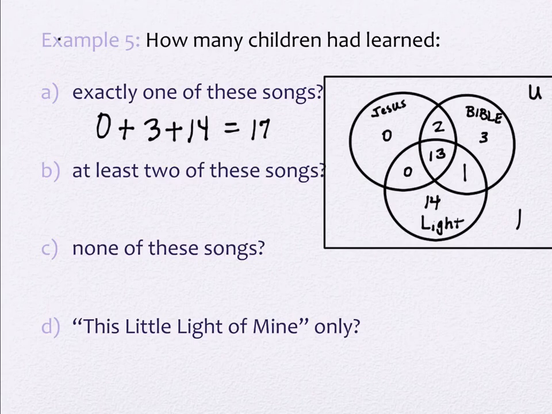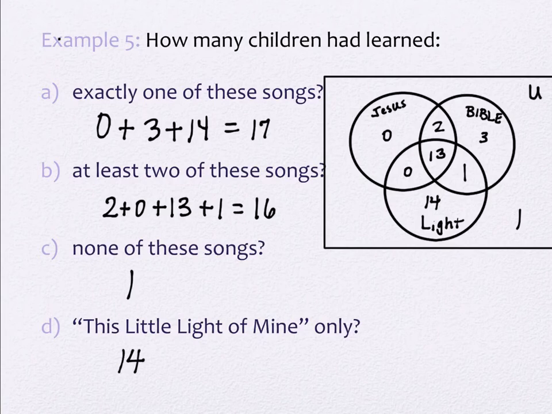Okay, so what did we add up? All the overlapping pieces either overlap with 2 circles or with all 3. That's the phrase at least 2. So 2 plus 0 plus 13 plus 1. And that's the 16. How about none of these songs? That's the one on the outside. And how about this little light of mine only? That's the 14. Okay, any questions on that?